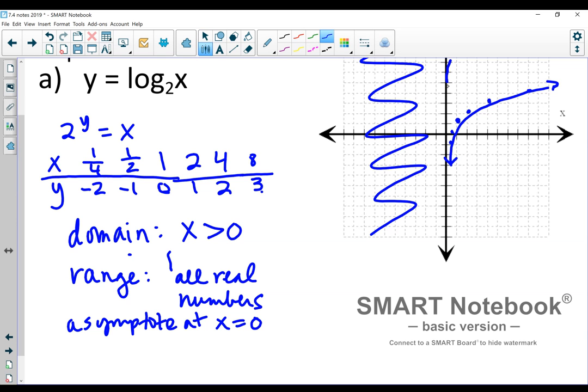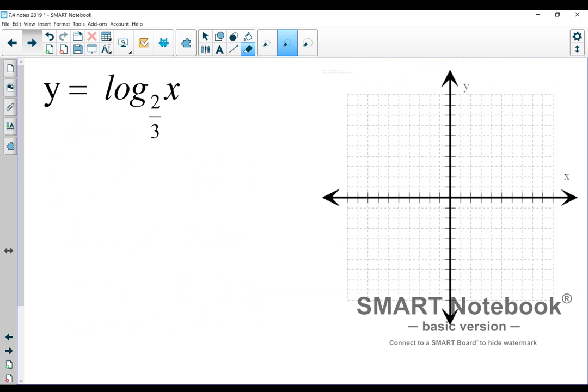So now my asymptote would be this vertical line instead of a horizontal one. So before I had an asymptote at y equals 0, now I have an asymptote at x equals 0. So again, we are just swapping all of our x's and y's here. We'll look at one now that's a fraction instead.